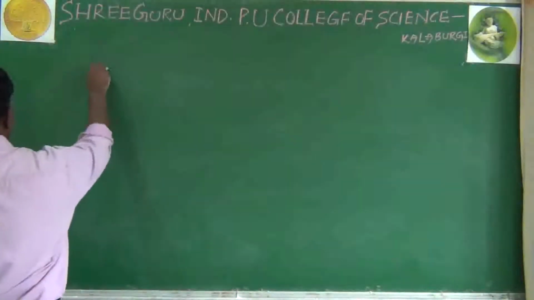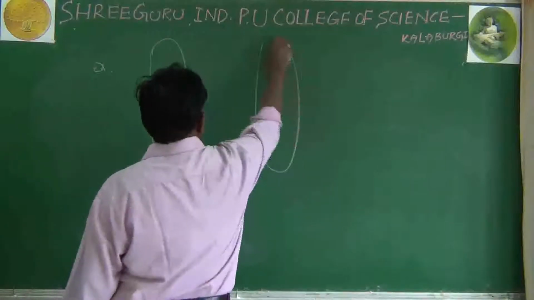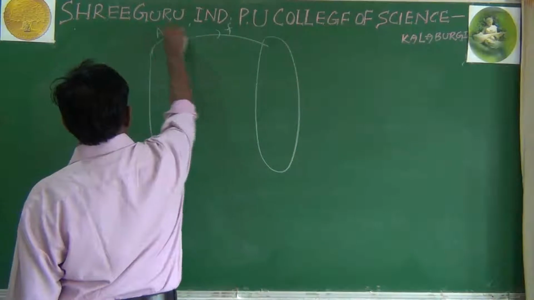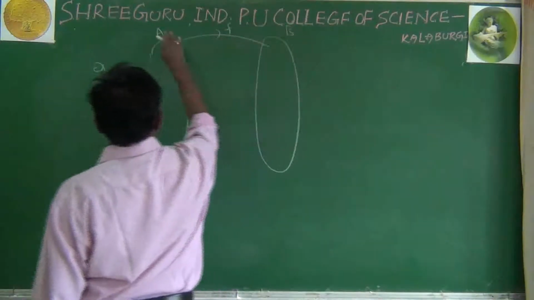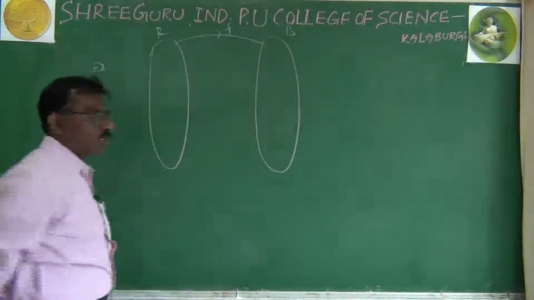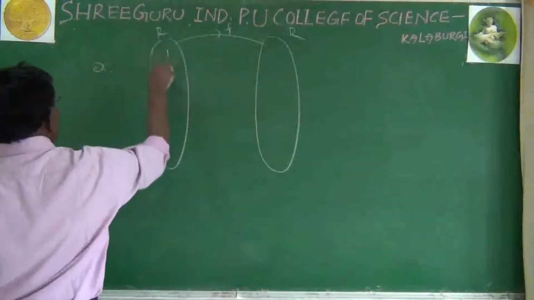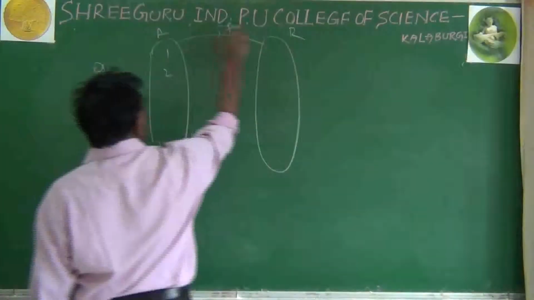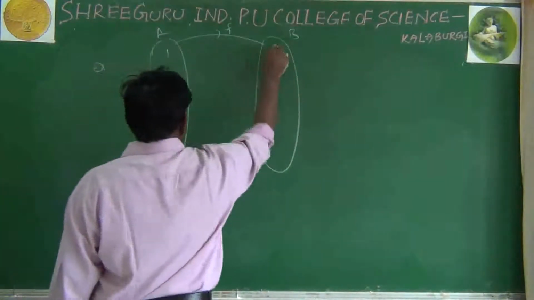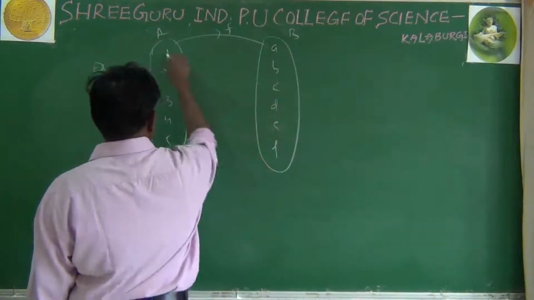For example, the mapping example. This is f from A to B. Even you take R to R, no problem. In the definition I am giving A to B, here R to R, real to real. So 1, 2, 3. Even you take A, B, 1, 2, 3, 4, 5 and A, B, C, D, E.